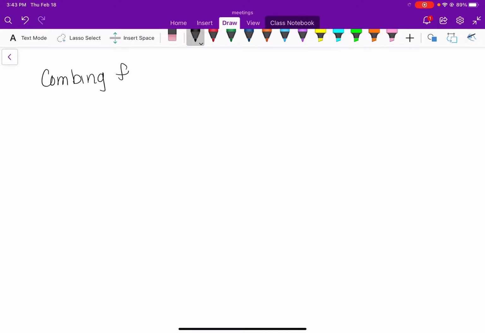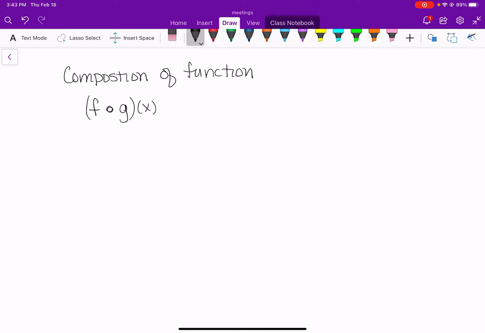So combining functions here, or, I should say, composition of functions. Let me rewrite that. So we're going to do composition. Whenever we talk about composition of functions, this is f composed, we're going to use an open circle, with g at x. So what that means is that we're going to take whatever the g of x function is, and we are going to substitute it into the x for the f of x function.